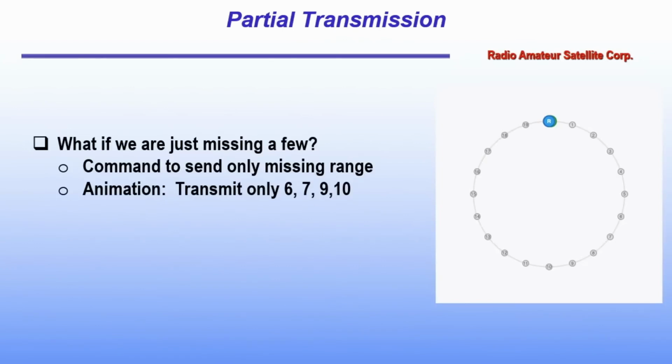So for example, I could tell it only transmit between 6 and 7 and between 9 and 10. And so it never transmits all of the other data in MRAM. It doesn't erase it, it just doesn't transmit it, it just skips around. So the idea is that we fill in those holes much more quickly.